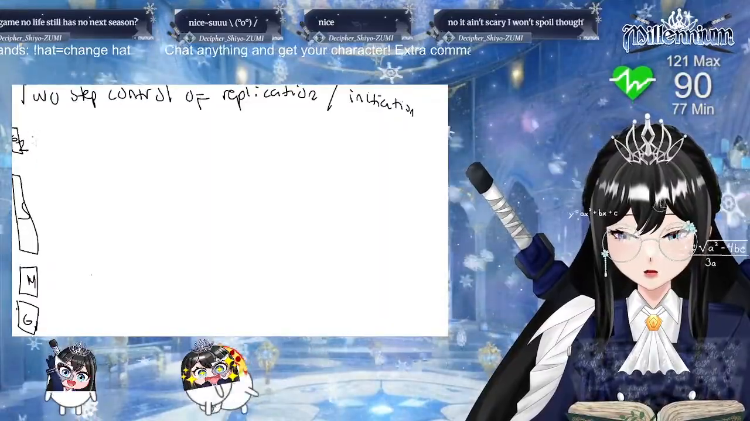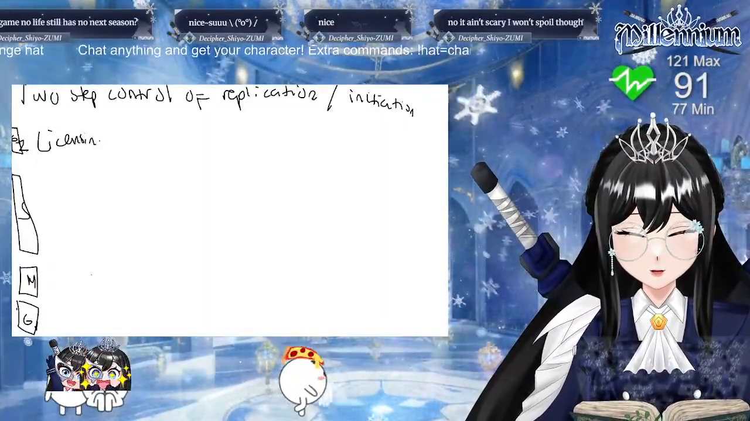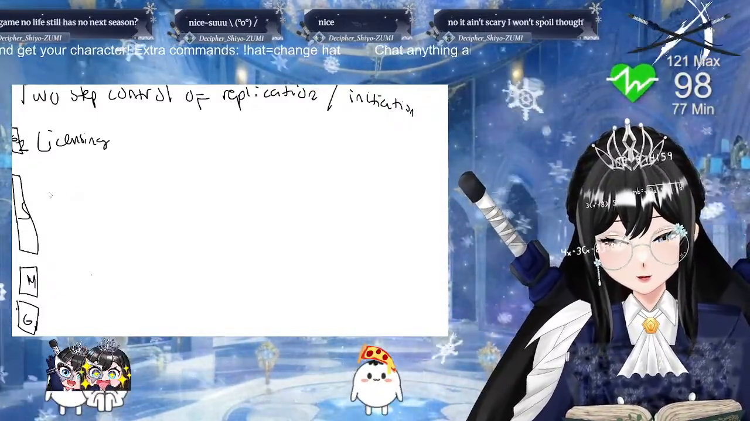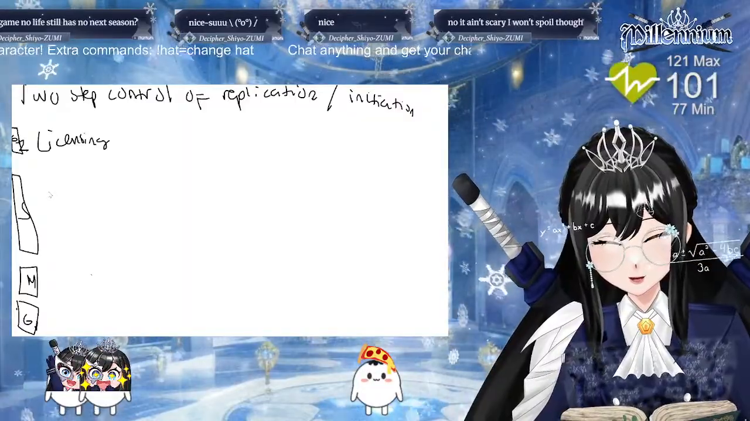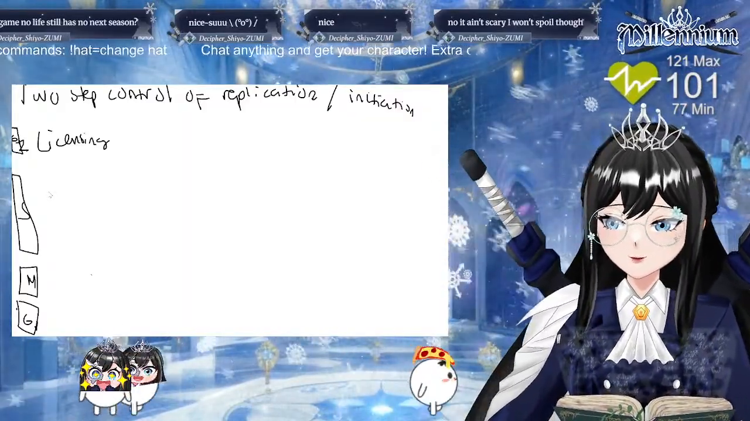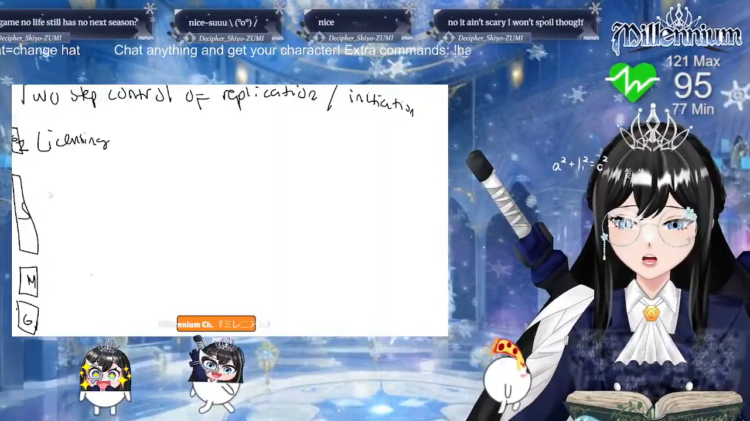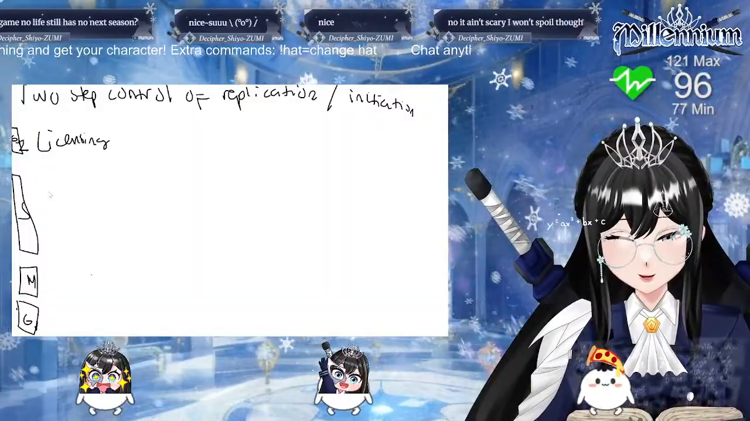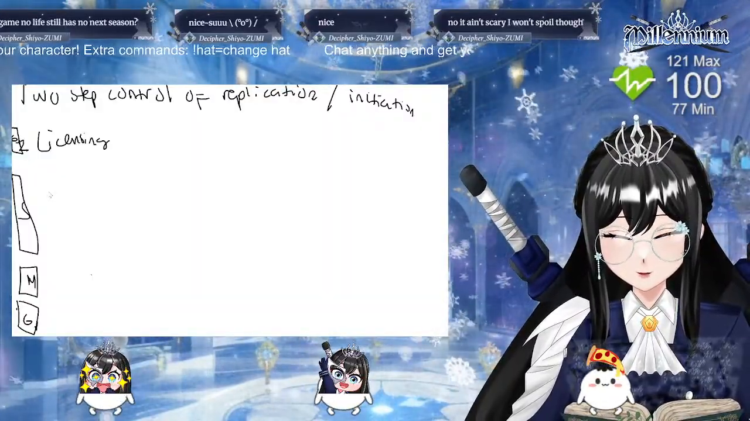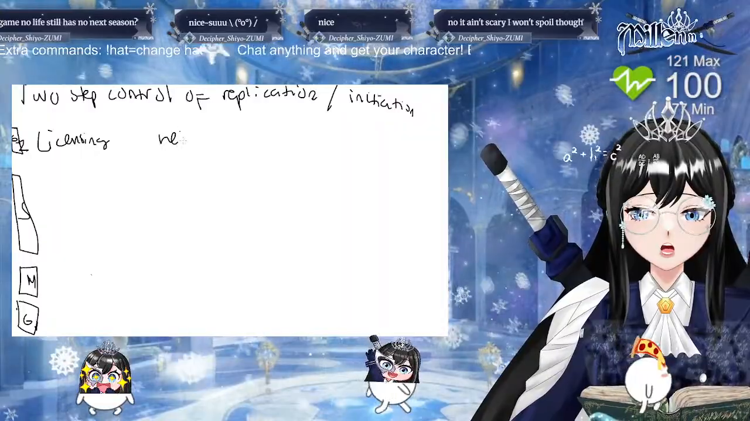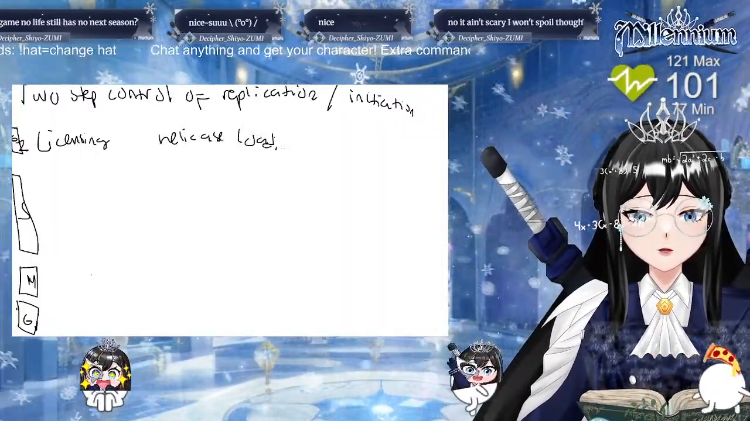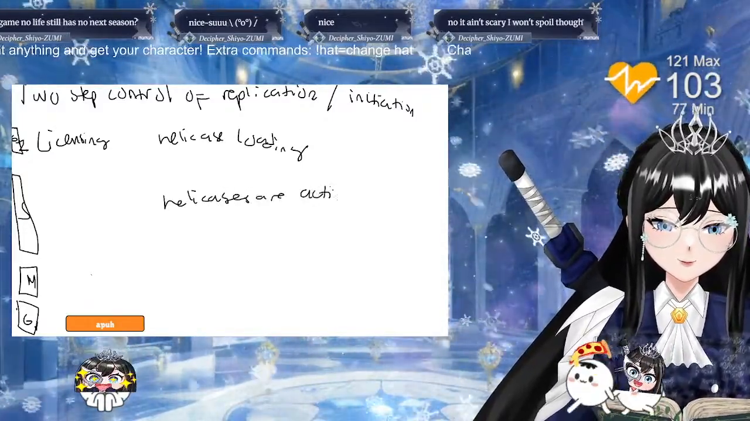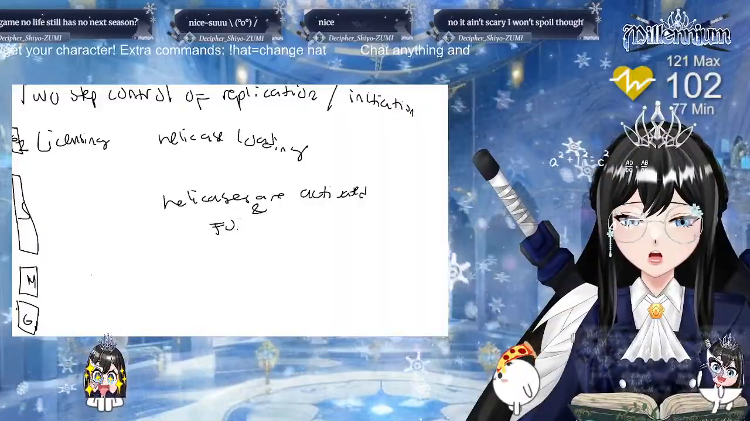Licensing. Pre-replicative complexes are assembled at the replication origins. Helicases are loaded onto DNA during this phase. Helicase, what do they do? They split apart the DNA. S would be cyclin-dependent kinases. Helicases are activated and form the forks. So here, helicase loading. Helicases are activated and form the forks.